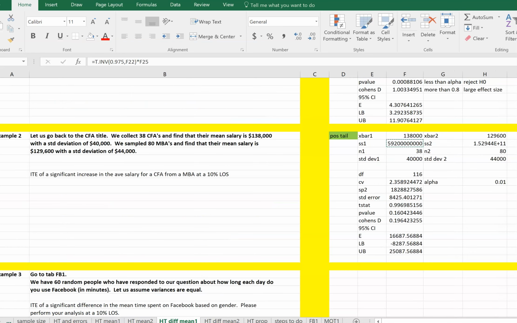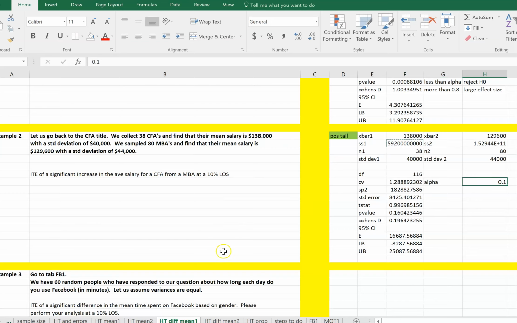All right, guys, welcome back. I have completed the problem, and now I want to walk you through what I've done to change because of the key pieces of information. What key pieces of information? Well, is there evidence? It means a hypothesis test. First of all, it's one-sided, a significant increase, so it's right-sided. I call it the positive tail. We're looking at whether people that come out with a CFA earn a lot more than an MBA. Is there a true increase in average salary for a CFA over an MBA at a 10% level of significance? So alpha is 0.1.